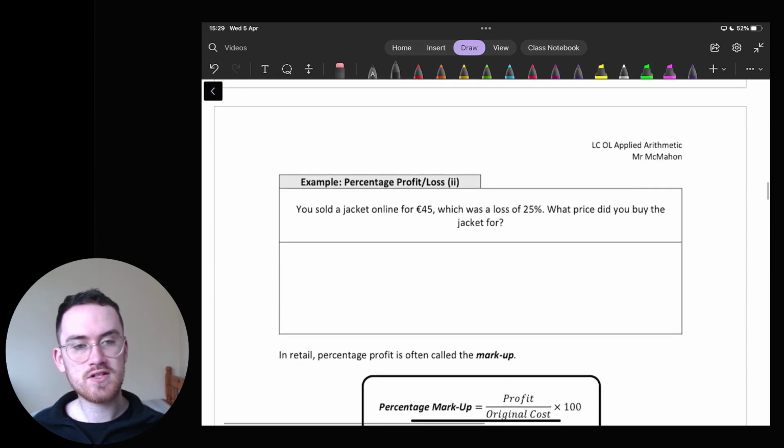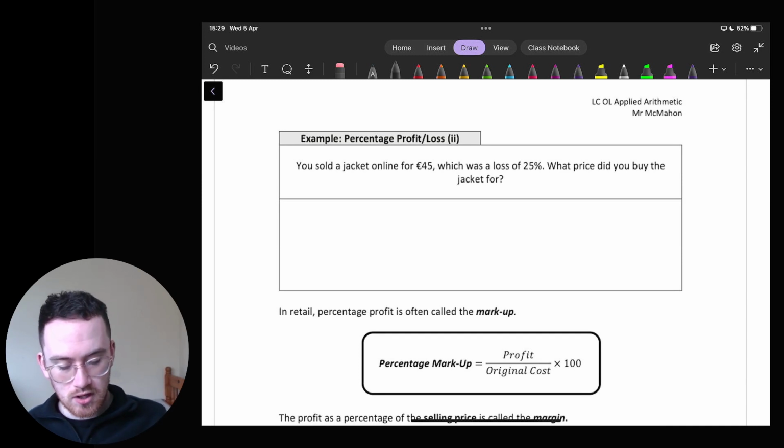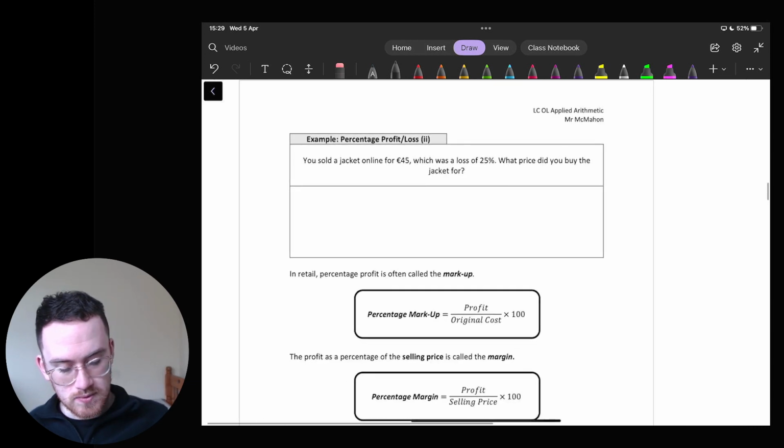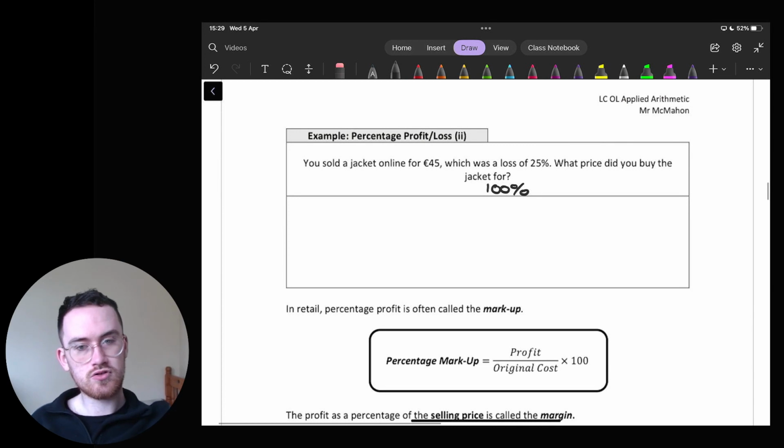Same thing here, I sold a jacket for €45, which was a loss of 25%. What price did you buy the jacket for? Okay, so let's have a look at this one. The original cost would be 100%. Same idea that we've always had.